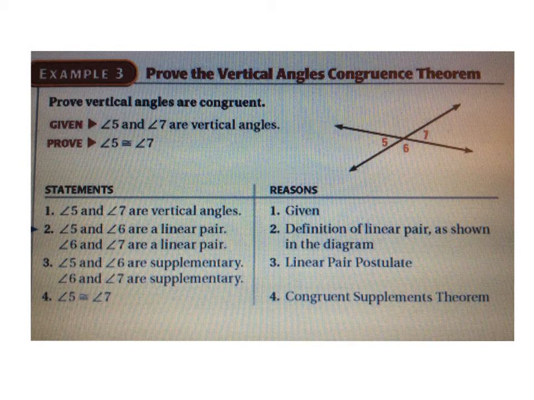And then for step 4, that's our prove. Angle 5 is congruent to angle 7, and that is the, actually they're calling this the congruent supplements theorem. That should actually be the congruent angles theorem. So again, the congruent angles theorem should be in there. Let me try writing over this here. Okay, beautiful. Much better.